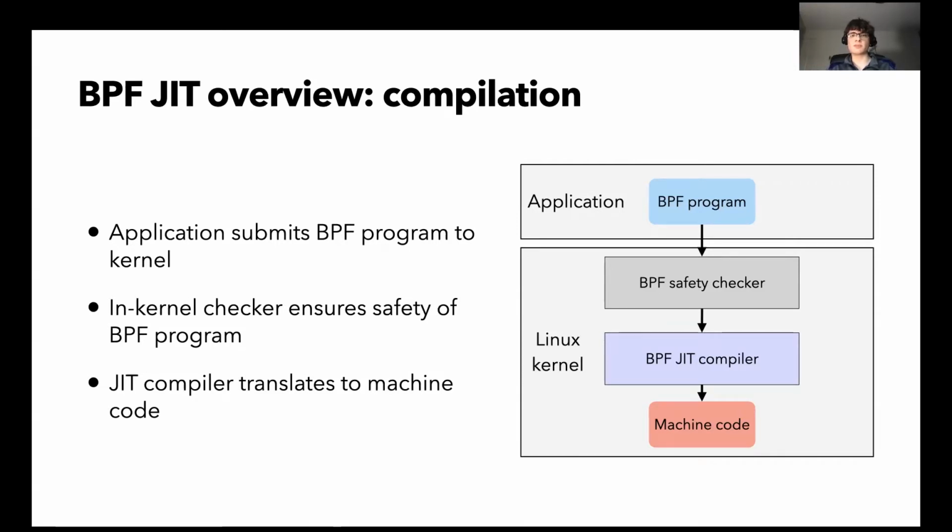First, an application submits a BPF program. An in-kernel checker ensures that the BPF program is safe to execute in the kernel, for example, that it always terminates. Then, the JIT compiler translates this BPF program to native machine code. Therefore, the JIT compiler only has to concern itself with safe BPF programs.